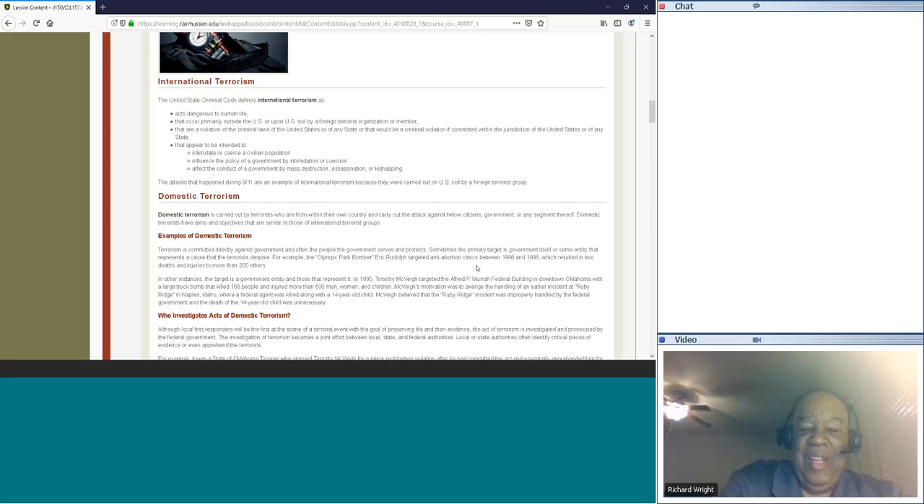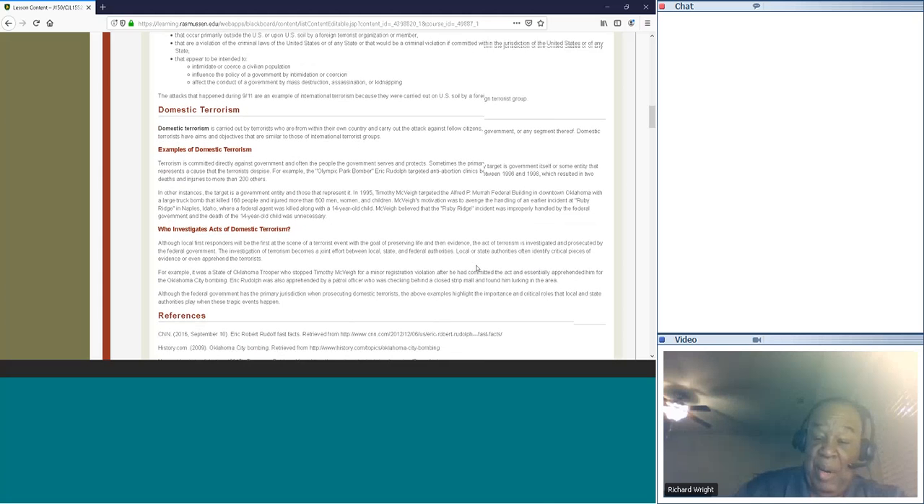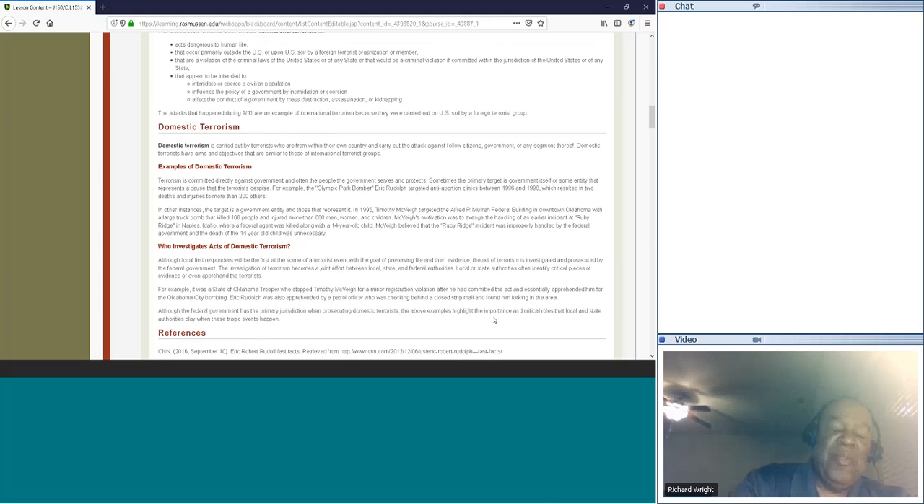And the idea was that McVeigh and his partner, I can't remember his last name, had a motivation to avenge the handling of an earlier incident at Ruby Ridge in Naples, Idaho, where a federal agent was killed along with a 14-year-old child. So Timothy McVeigh believed that the Ruby Ridge incident was improperly handled, and that's what he did. He took steps against the government, and that resulted in the Oklahoma City bombing. So who investigates acts of domestic terrorism?